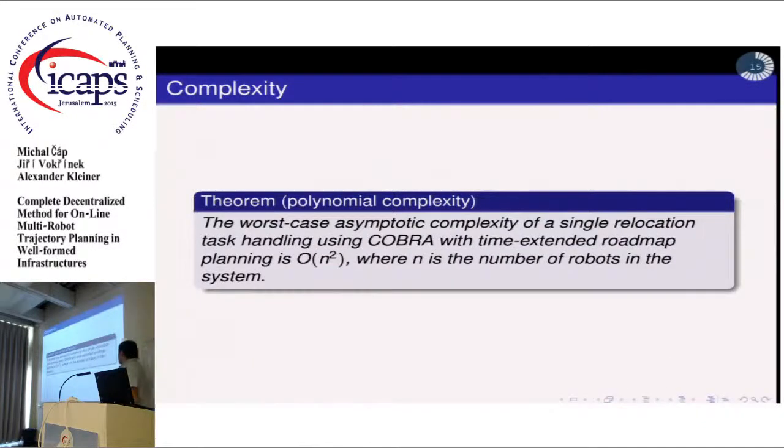Another thing that we can show for this approach is that the trajectory planning that we do during each relocation task handling is done in quadratic time in the worst case. So we have a bound on the length of trajectory planning. This is in contrast to the general trajectory coordination, which was exponential.